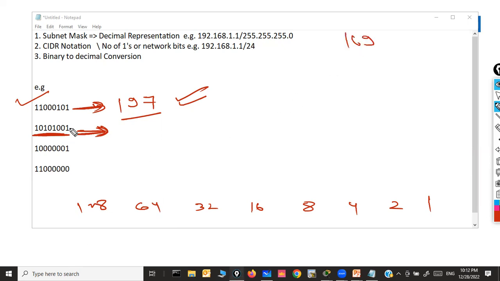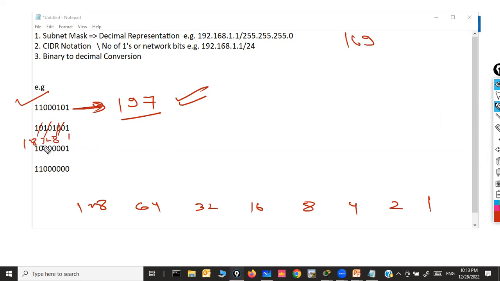169. Let me check because I'm not sure. So this one is 1, 2, 4, 8, 16, 32. So yes, like you say, 169. So this one would get cancelled. Correct. This one also, this one also, this one also. So the first one is 1, 8, 32, and 128.